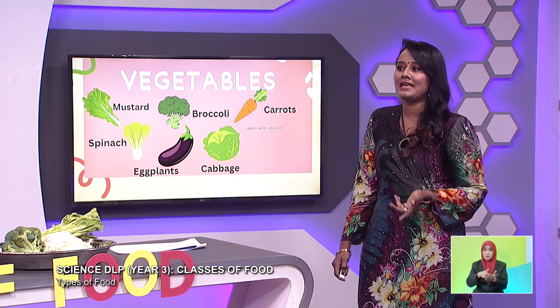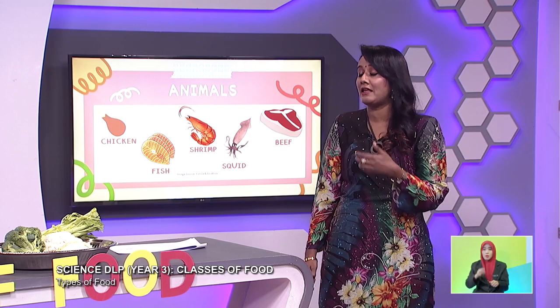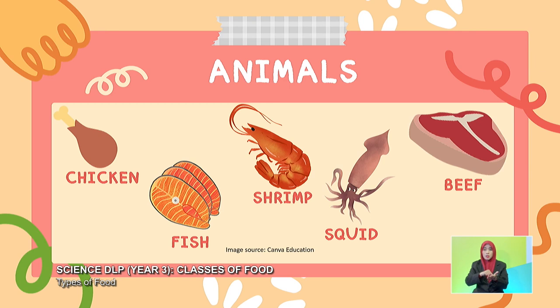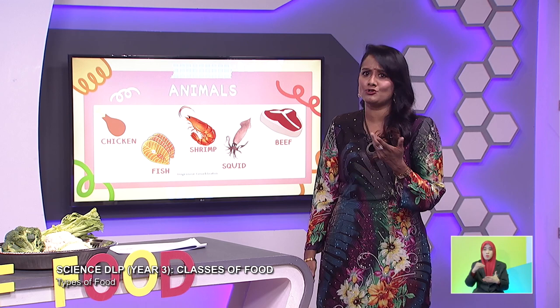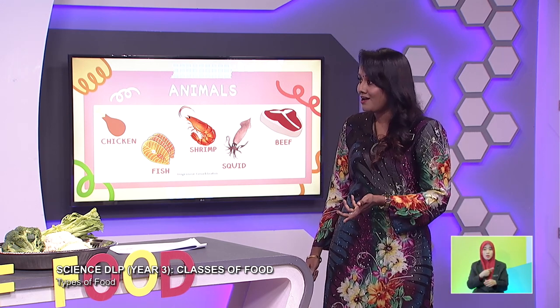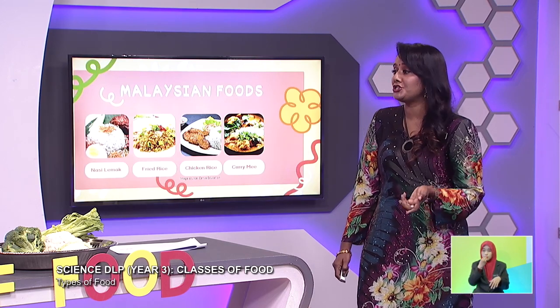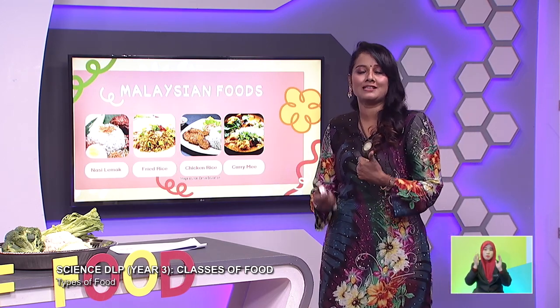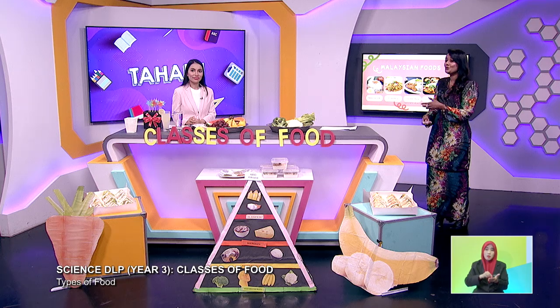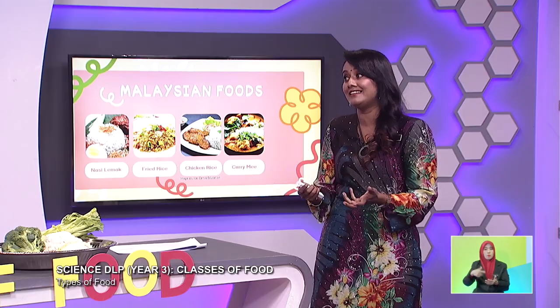And then we can see some animals that are edible for us, such as chicken, shrimp, fish, squid, beef, and also mutton. Some also eat mutton, right? These are the things we can have for our meal. Let us see some Malaysian foods here: nasi lemak, fried rice, chicken rice, and curry meat. So these are the variety of food that we can learn in this topic.